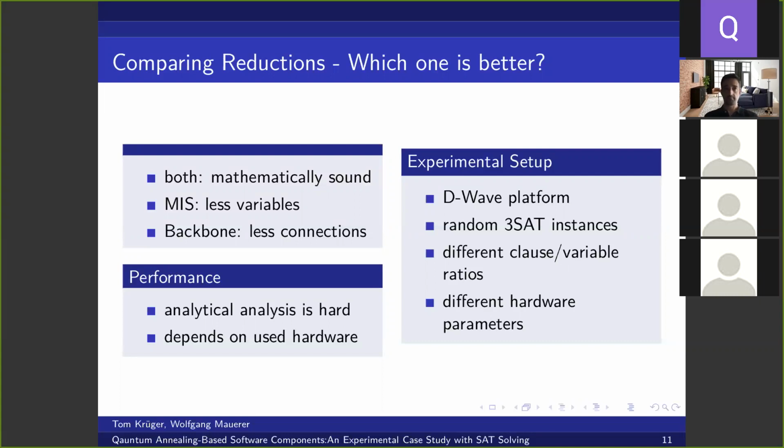So the easiest way to compare these is doing it experimentally, and we use the D-Wave platform in this case. We generated random 3-SAT instances with different clause-variable ratios, or also different hardness of the 3-SAT instances, and played around with the D-Wave hardware parameters.